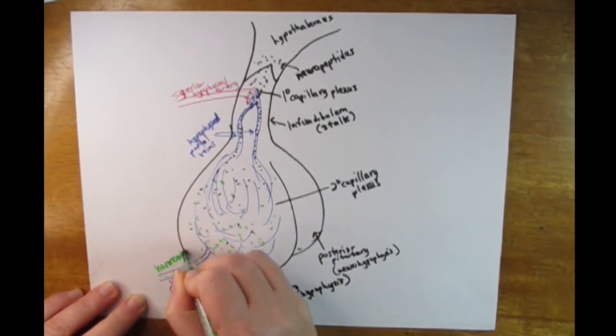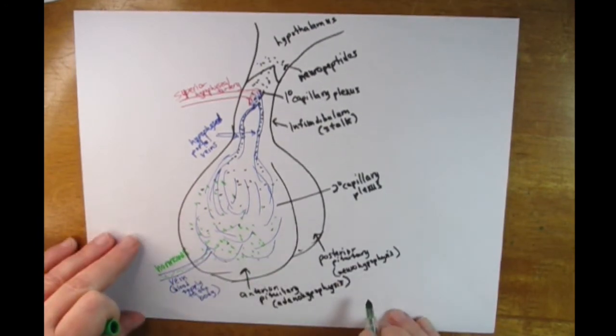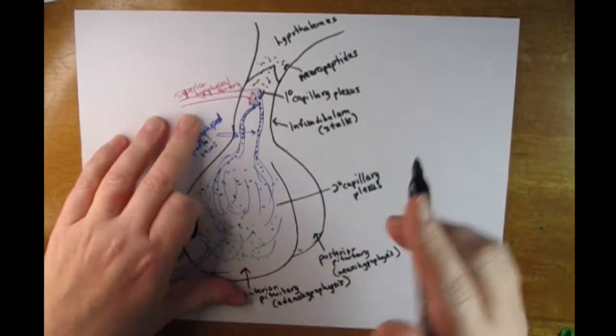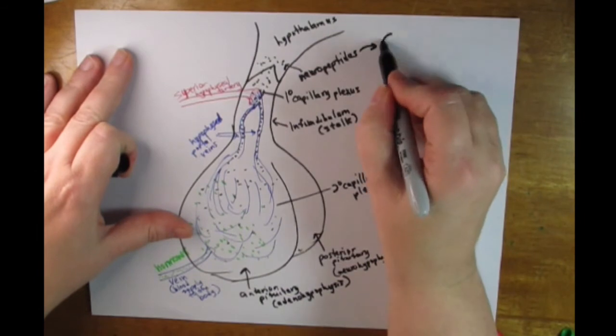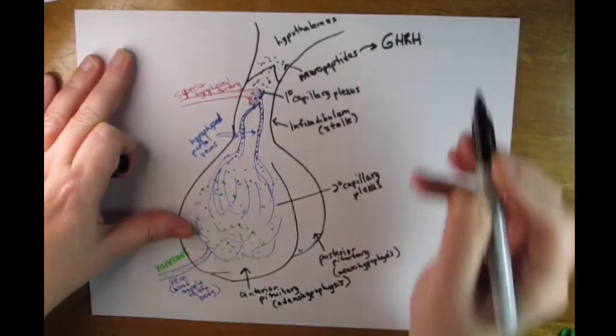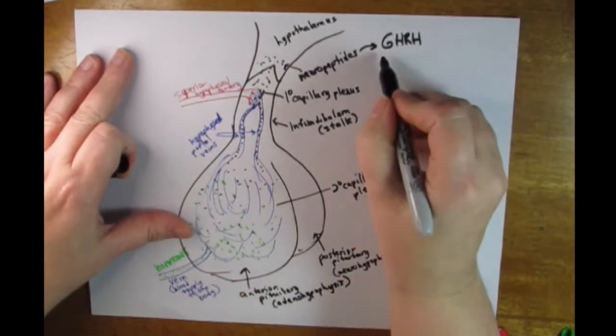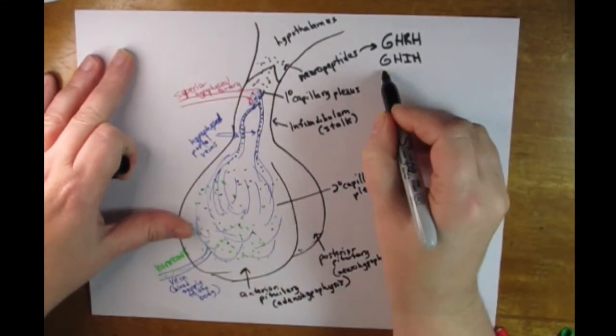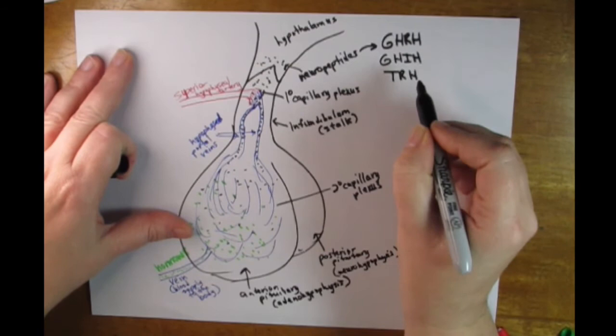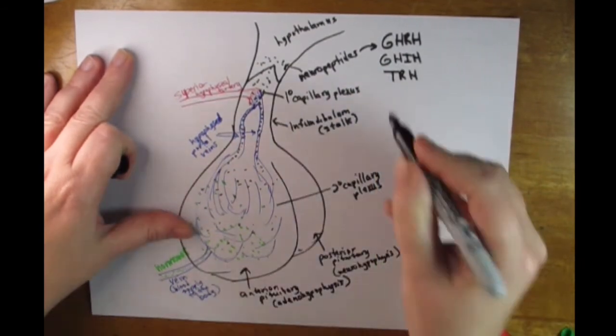All right, we went ahead and used our green marker to label our hormones. And now we're going to move up to the top of the page, and we're going to list out 6 neuropeptides that are released by the hypothalamus. Just getting into some specifics here. GHRH, GHIH, TRH, CRH, GnRH, and PIH.